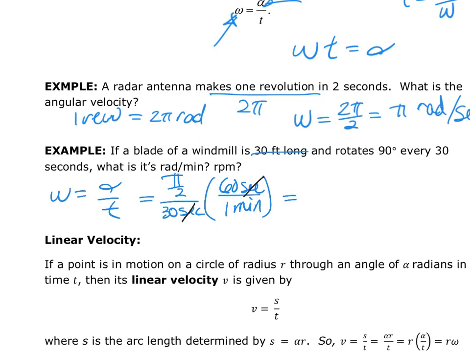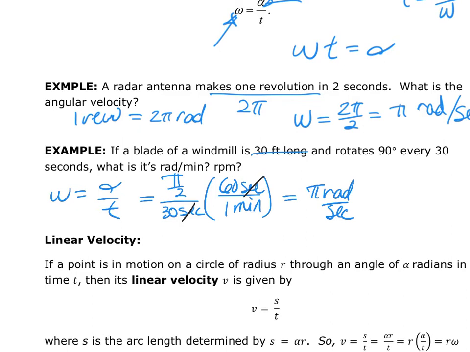And I end up with pi. And when I get finally done, you all get pi? Yep. So I get pi radians per second. So that's the first answer. So I get pi radians per second, or 3.14 each.